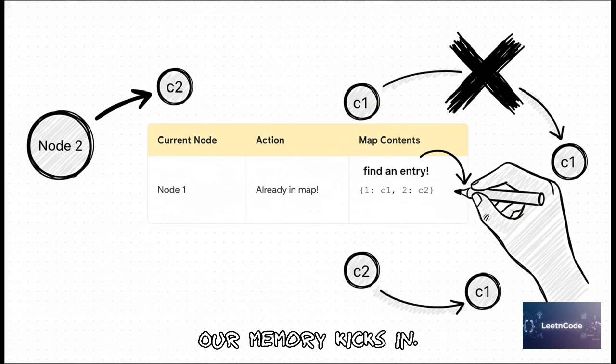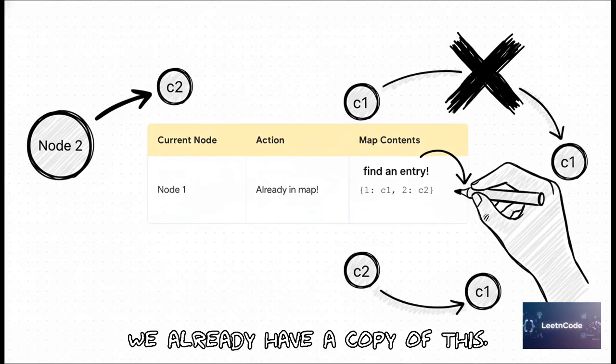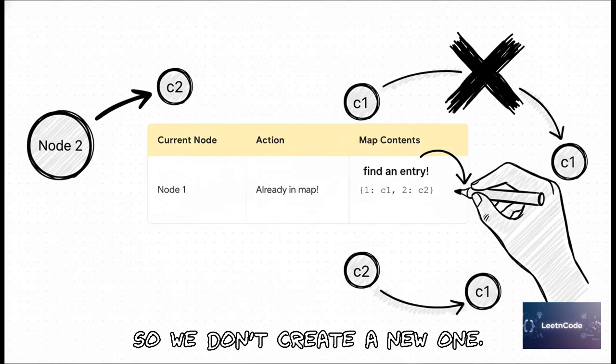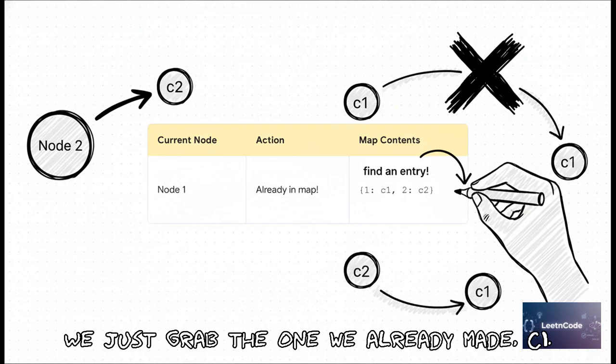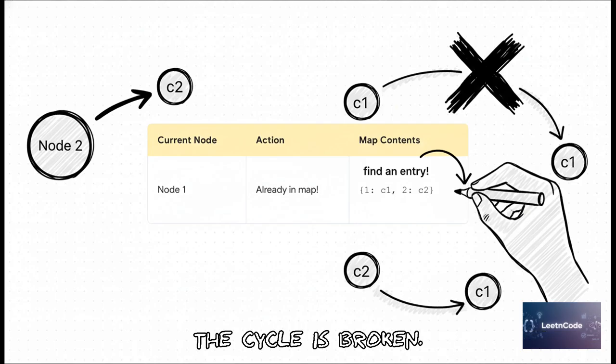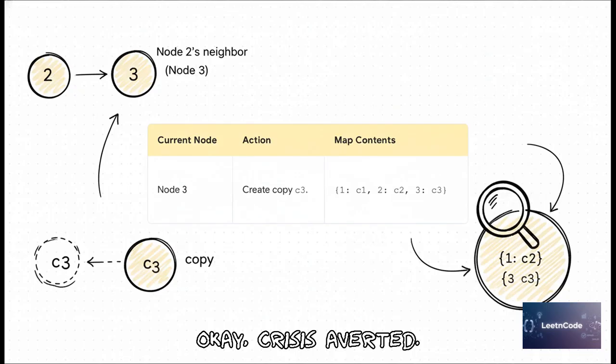Our memory kicks in, it tells us, stop! We already have a copy of this, so we don't create a new one. We just grab the one we already made, C1. And that's it. The cycle is broken. No infinite loop. Beautiful. Okay, crisis averted.